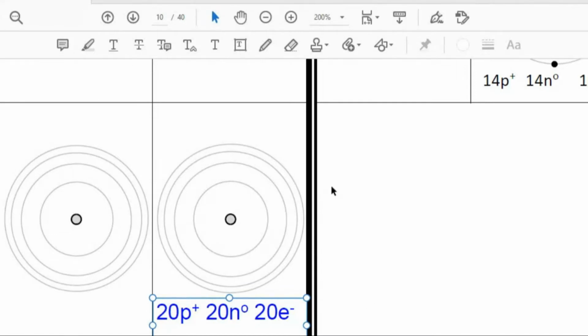Okay, let's write down the name of this element, its symbol, and its atomic number in the top spot. Again, pause the video here, try this yourself.